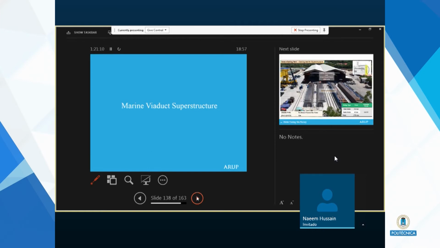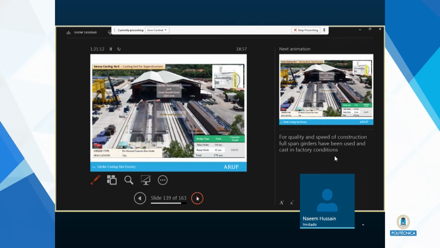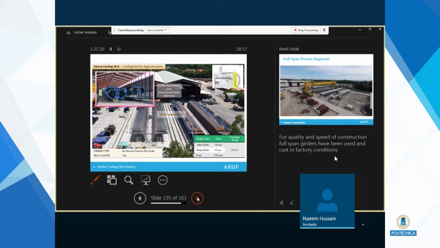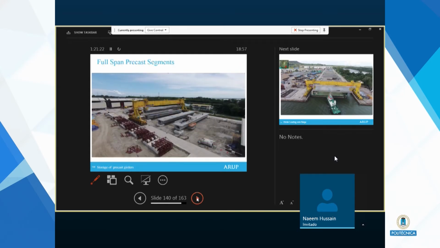So for the marine viaduct itself, they have created a factory on site. This shows the yard, it shows the inner formwork, and it's a full span launching. And the reason for doing full span launching is to reduce the construction time, because it's a very short contract of 45 months.